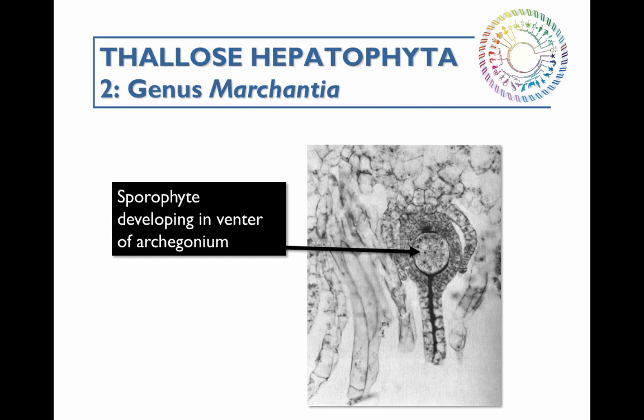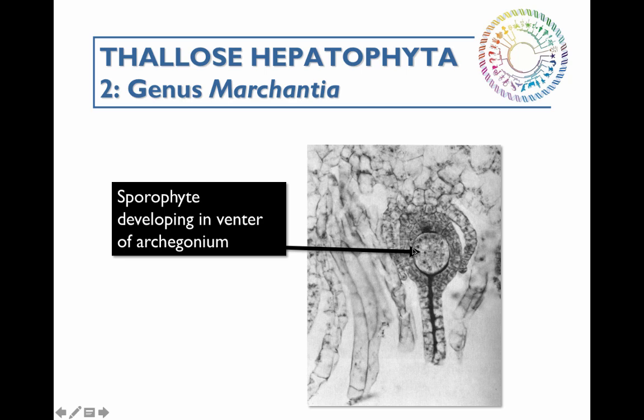Now we have a series of photographs here showing what happens to the archegonium after fertilization. Here we have an archegonium which has contained an egg which has been fertilized. It's already formed the zygote, and the zygote has now started to undergo mitotic cell division. So we have here a ball of cells. It's a very young embryo, part of the diploid sporophyte generation.